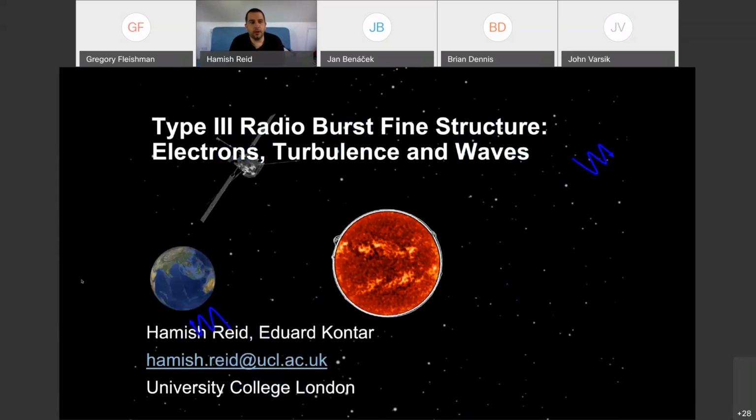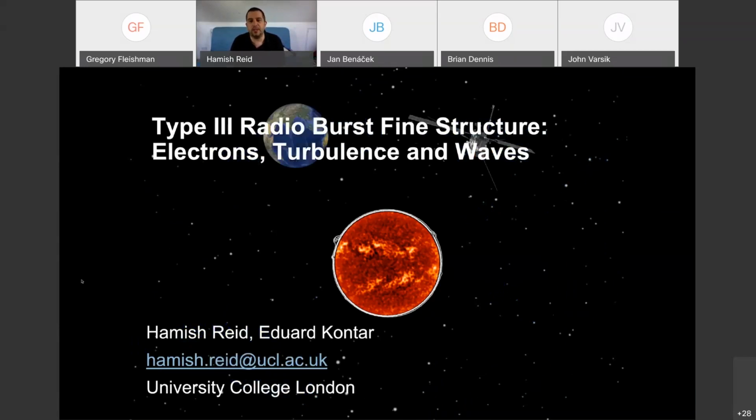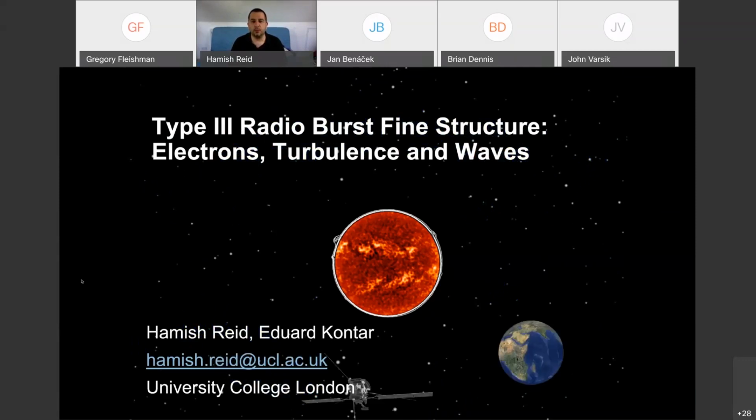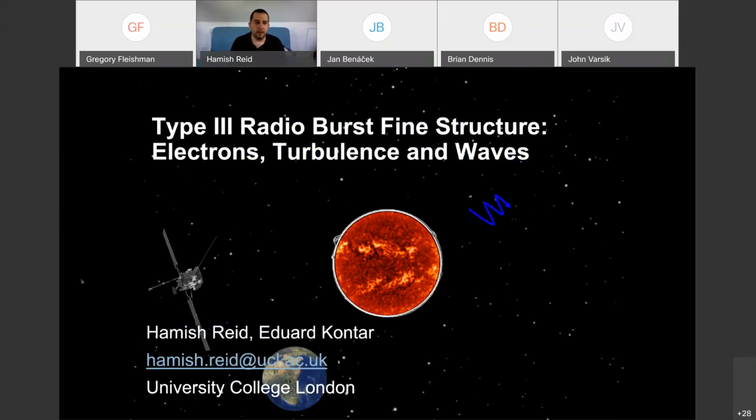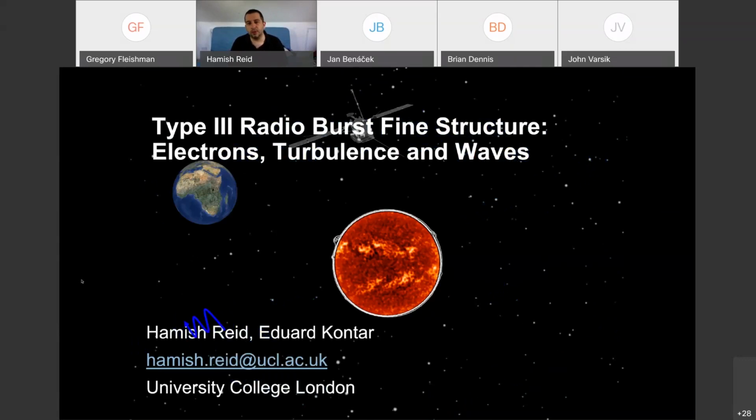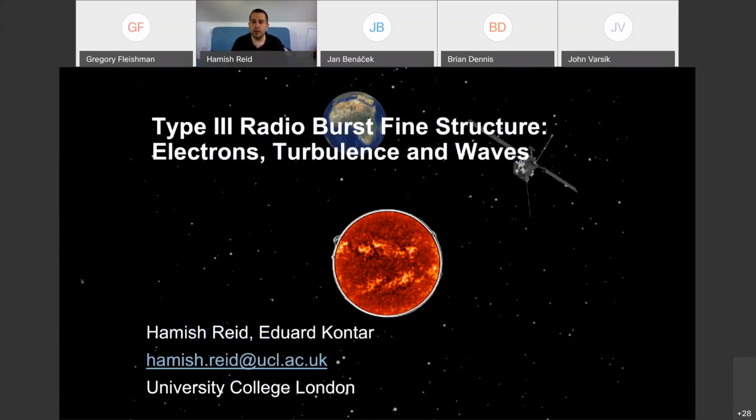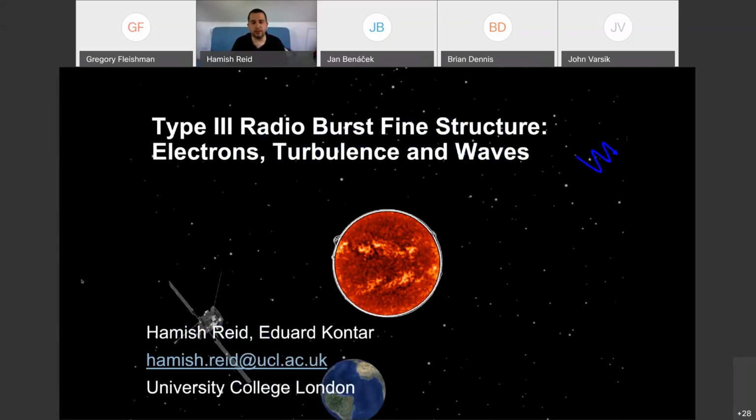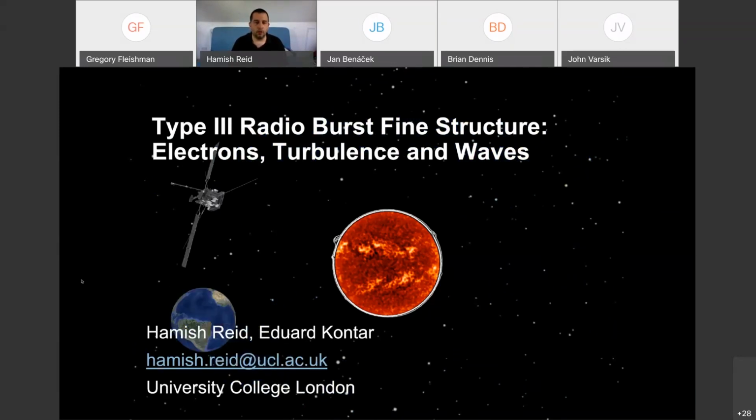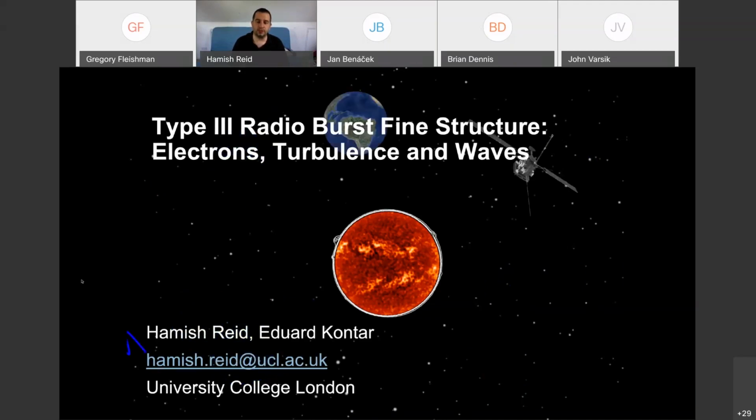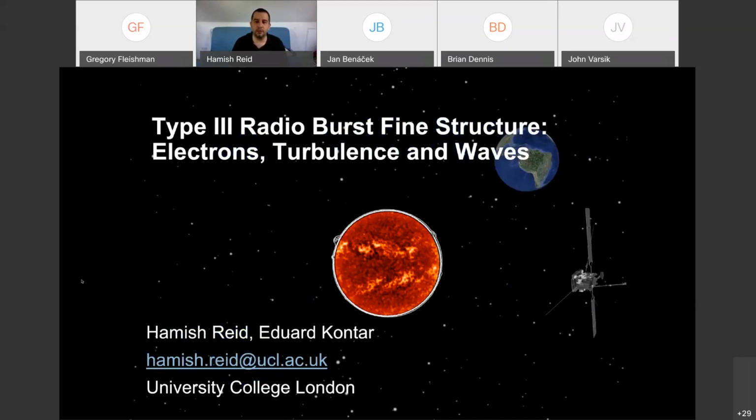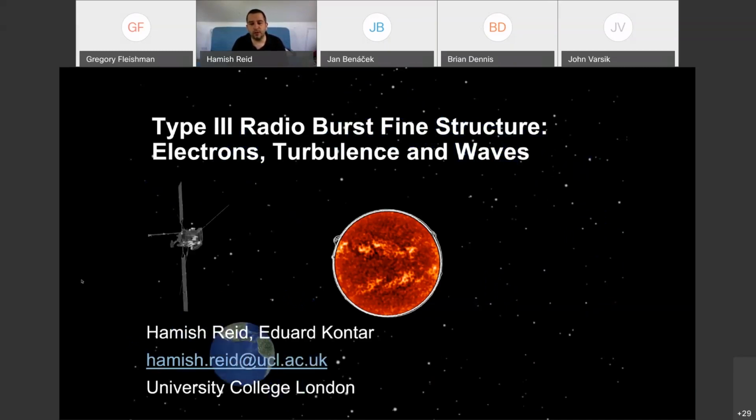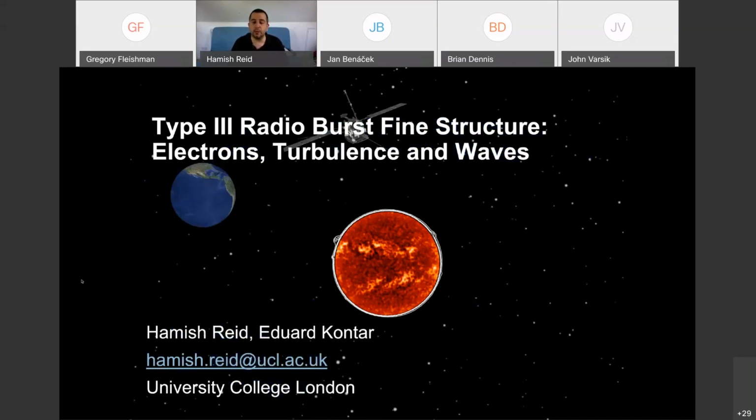I'm just going to start with a small amount of basics about Type 3 radio bursts for those that are not familiar with it. Talk about some of the observations, and some of the exciting results that we should hopefully be getting with Solar Orbiter and Parker Solar Probe that are coming up. And then I'll talk to you about a study that I've done on Type 3 radio burst fine structure and how we can use that to diagnose plasma properties. I should say as well that a lot of this work was done with my collaborator, Eduard Kontar.